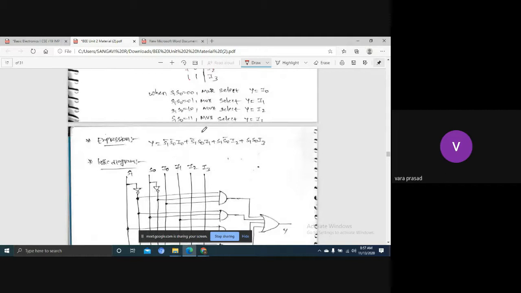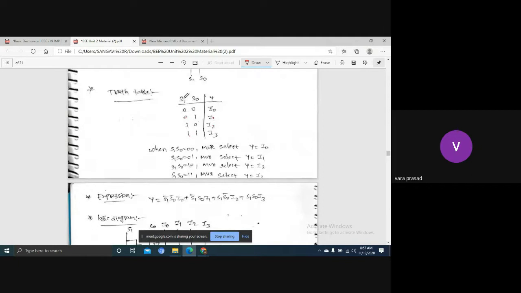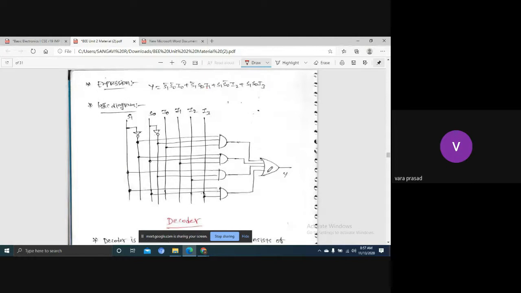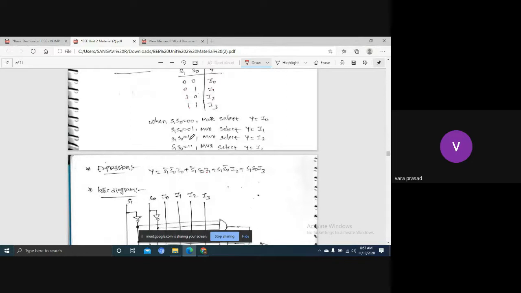if it is 0 0, S1 is 0 and S0 is 0, so S1 bar S0 bar I0. Another one, S1 bar S0 I1, then S1 S0 bar I2, then S1 S0 I3. Okay, then the logic diagram. In this way we are going to discuss. They can ask a 4 to 1 mux or an 8 to 1 mux, anything they can ask.